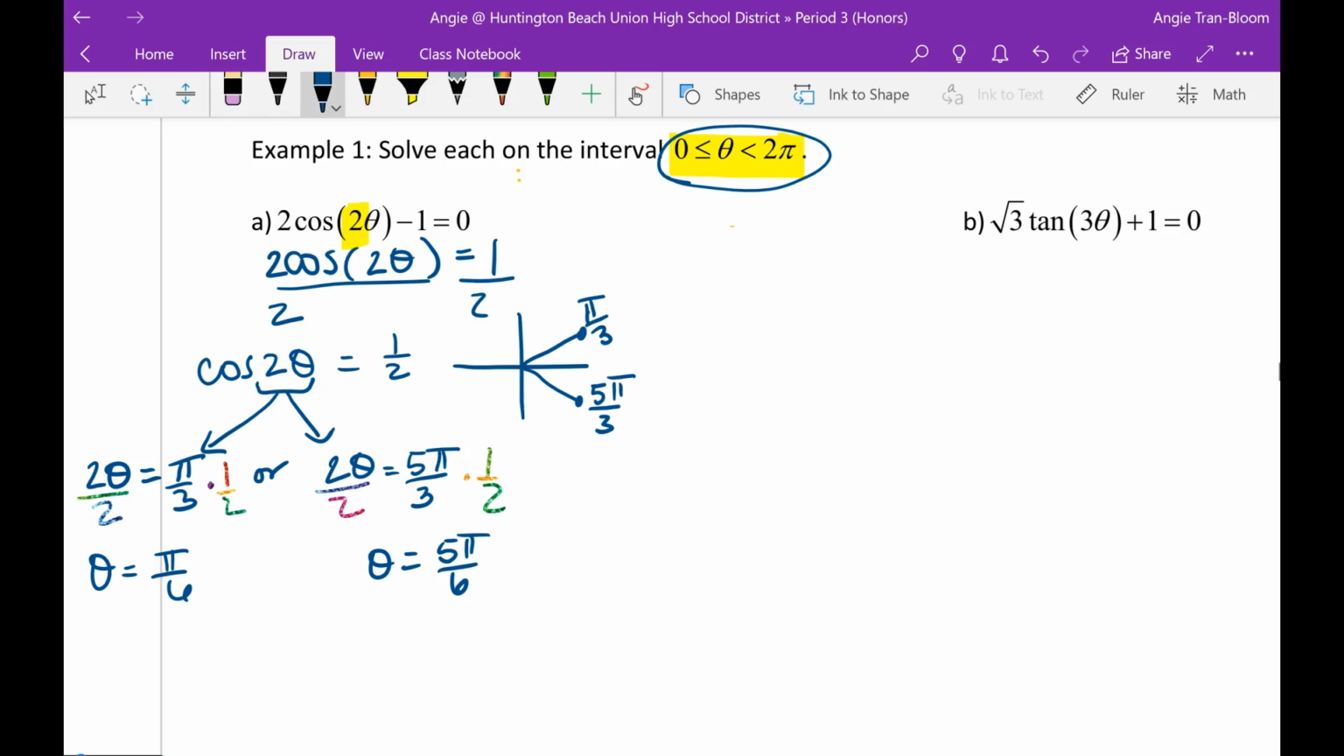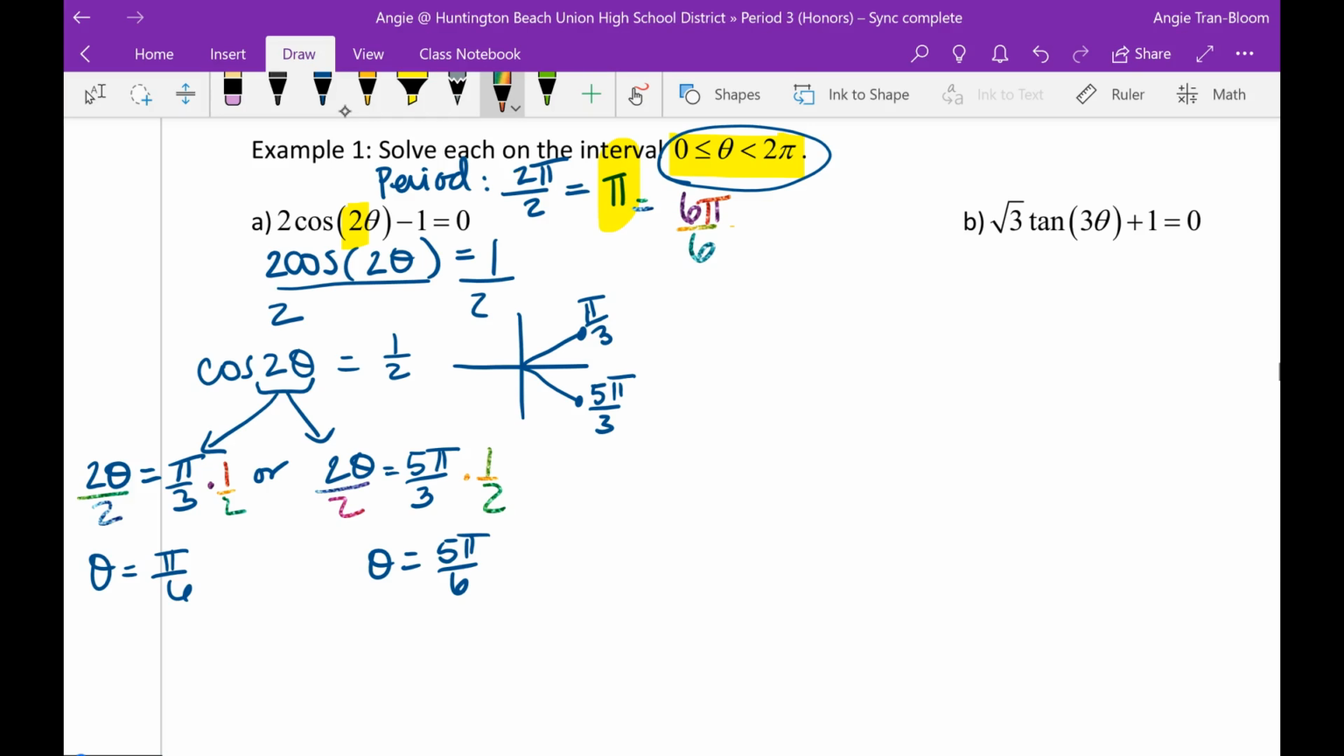Okay. So this period right here, what's the formula for a period of cosine? 2 pi divided by b value. And what's the number in front of theta? 2. So what's the period here? Pi. Now this is super important because that's what I need to add to have repeating answers. Okay. Your denominator is 6. So pi in essence is 6 pi over 6.